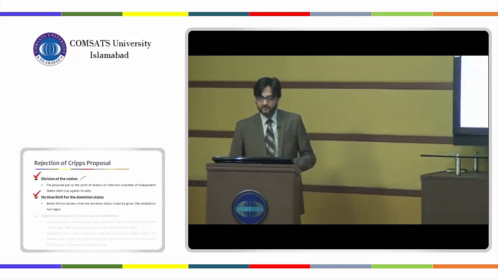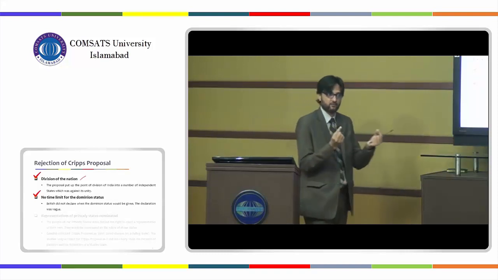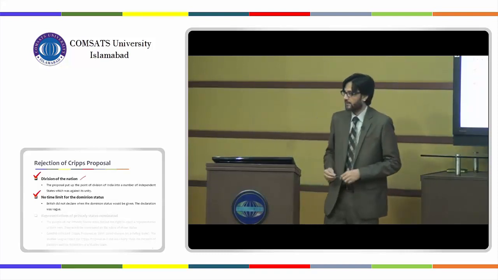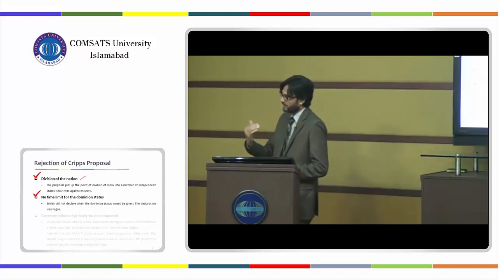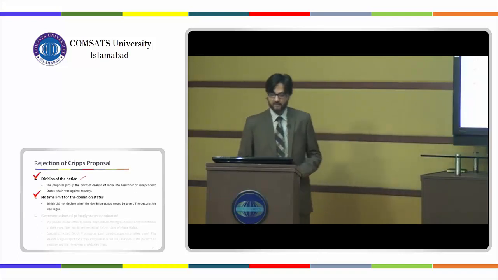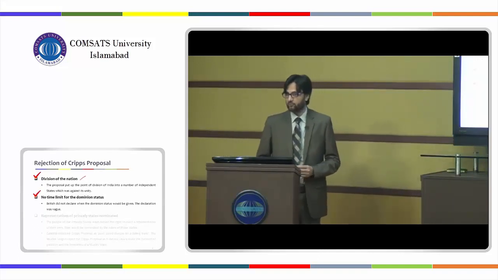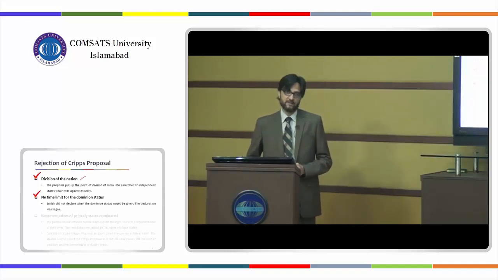Now dominion status: there was no time limit given for how long India would remain under the dominion status. You should just say that, okay, for 30 years, for 50 years, for 10 years, it would remain under dominion status, and then complete independence. But that thing was vague. The declaration was quite vague. So they did not accept it on these terms, right?